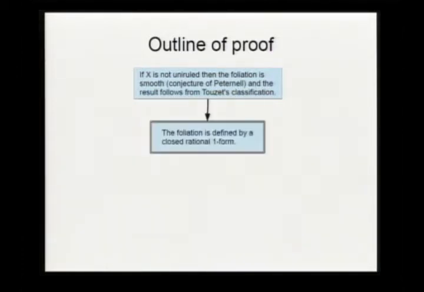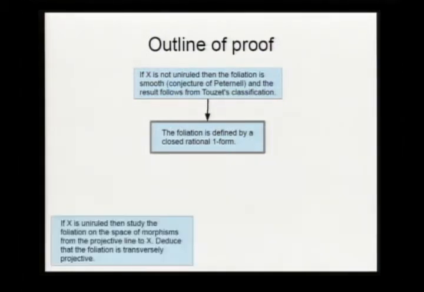Okay, so this essentially says that we can use Touzet's classification. In particular, we can prove that the foliation, after an étale cover, is defined by a closed rational one-form. As a matter of fact, only once we arrive at this situation can we arrive at the more precise description before, and all we have to do is to work to achieve this. So to do that, in the case of uniruled varieties, we need two ideas. One idea is the following.